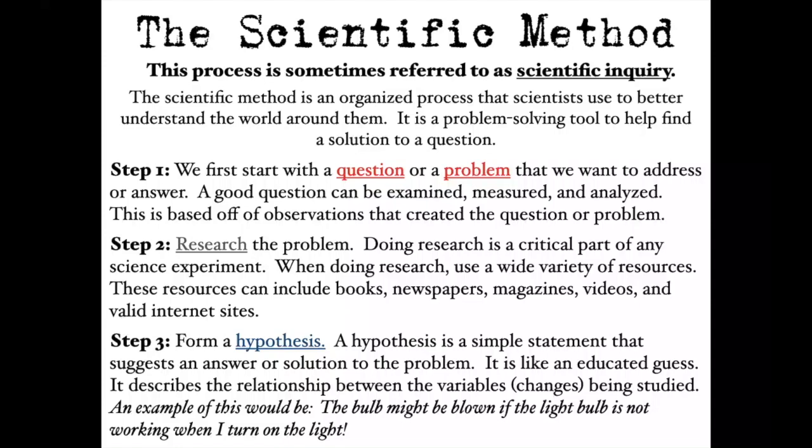It describes the relationship between variables, and a variable means change. Different things that are going to be studied, different changes in this experiment. An example of a hypothesis could be: the light bulb might be blown if the light bulb doesn't turn on. Okay, so when I turn it on and the light bulb doesn't turn on, it may be blown.